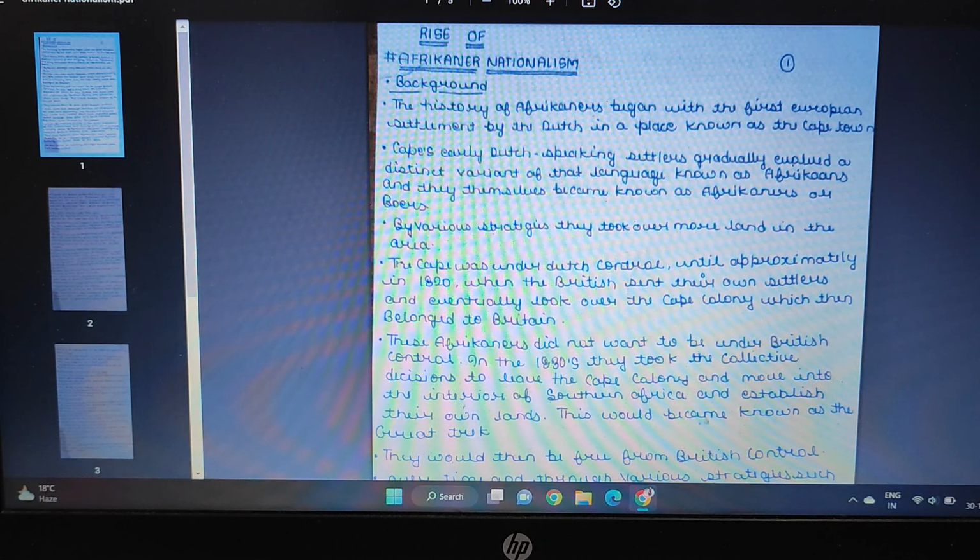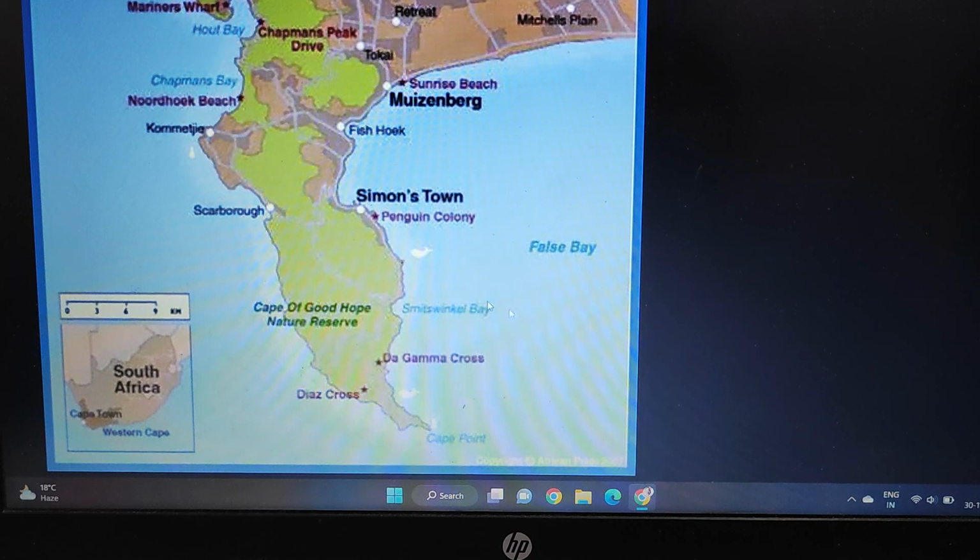by the Dutch in a place known as Cape Town. Where is this Cape Town? This is the southern part of Africa, and this whole part is known as the Cape Town, and this point is known as the Cape Point.